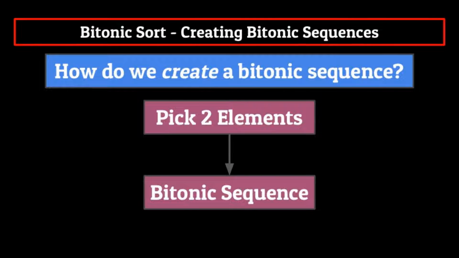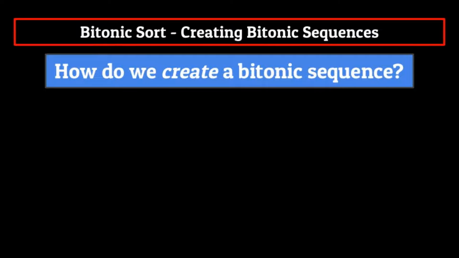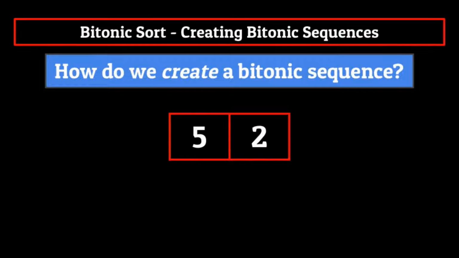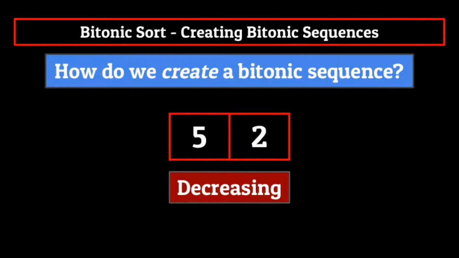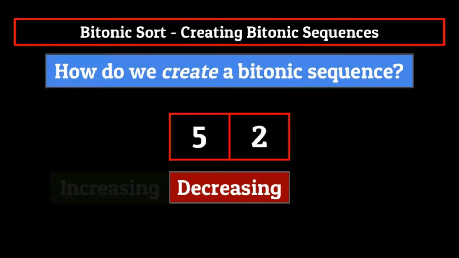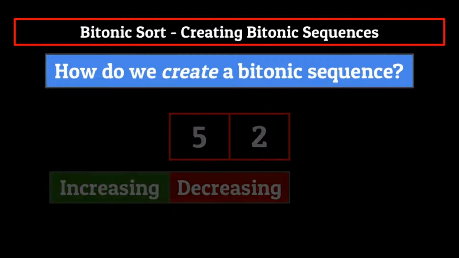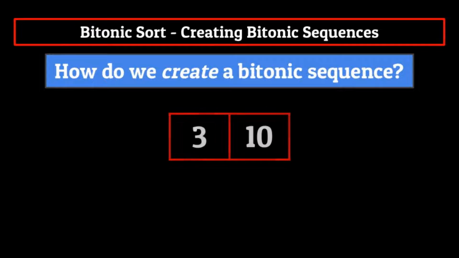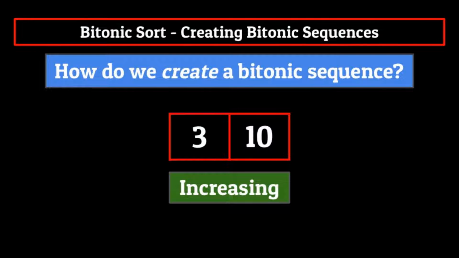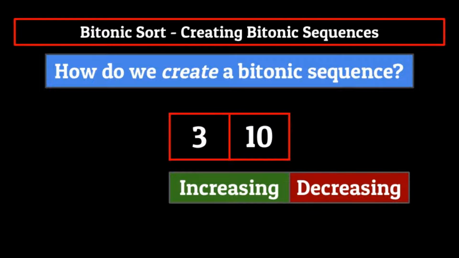Don't believe me? Well, let's see. Say you chose 5 and 2. That's a Bitonic sequence, considering that 5 and 2 are in decreasing order, and we mentioned earlier that a list with only decreasing elements is still considered a Bitonic sequence. Okay, well, what about 3 and 10? Well, that's a Bitonic sequence too, considering that 3 and 10 are in increasing order, and we mentioned earlier that a list with only increasing elements is also a valid Bitonic sequence. Pretty cool magic trick, huh?